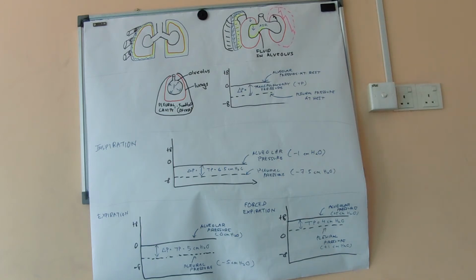This is very important in maintaining the inflation of the alveolus. The function of the transpulmonary pressure is to maintain the inflation of the alveolus, and it is calculated by the pressure of the alveolus minus the pressure of the intrapleural cavity. Pressure of the alveolus minus pressure of the intrapleural cavity gives you the transpulmonary pressure.